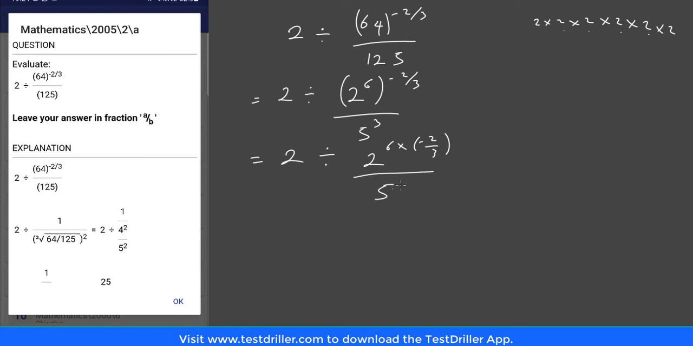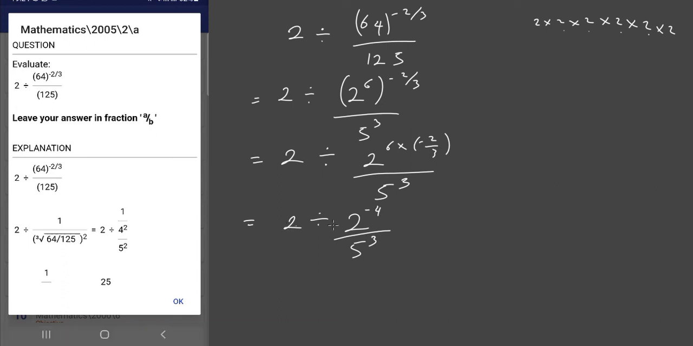So we're going to have something like this. We're going to have 2 divided by 2 raised to the power of minus 4 divided by 5 raised to the power of 3. So what is the next step? The next step is to apply the law. So here you have 2 divided by 2 to the minus 4. You can write 2 as 2 raised to the power 1. They are the same base. So you can write that as 2 raised to the power of 1 minus, since it is division, minus minus 4, because you are subtracting minus 4 from it.